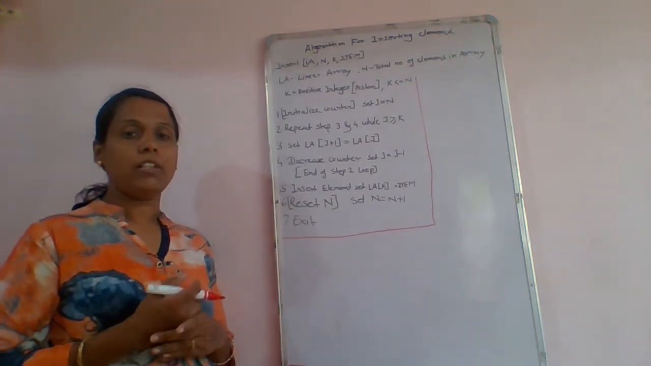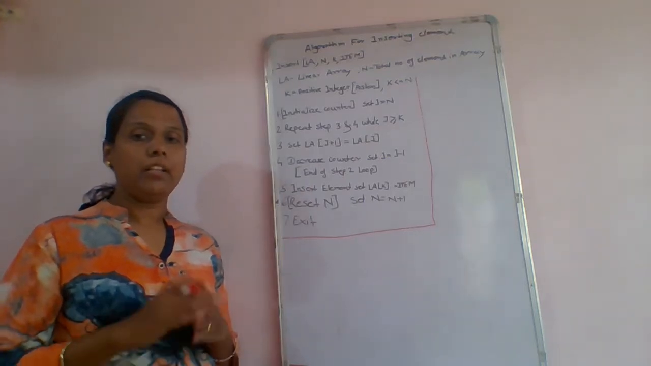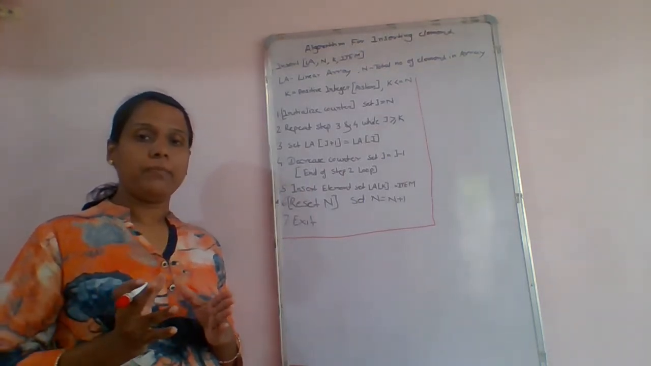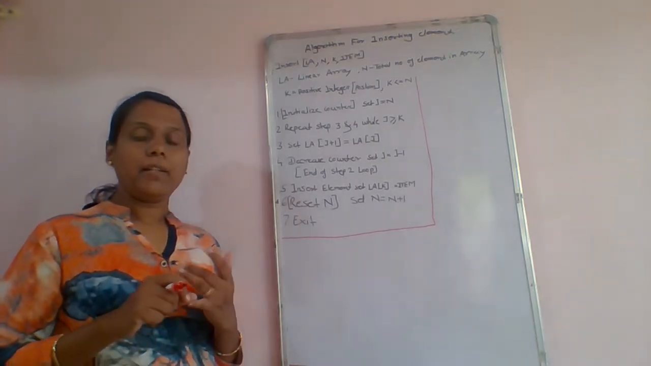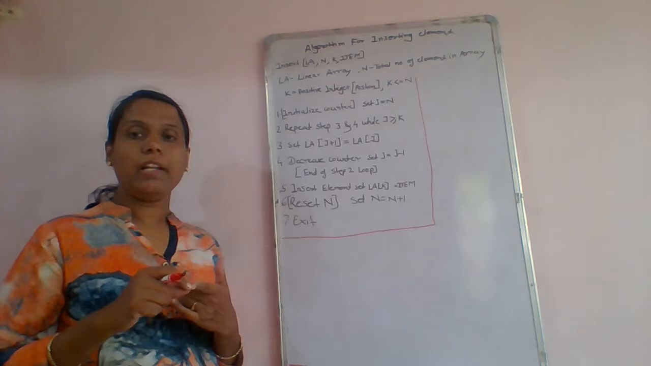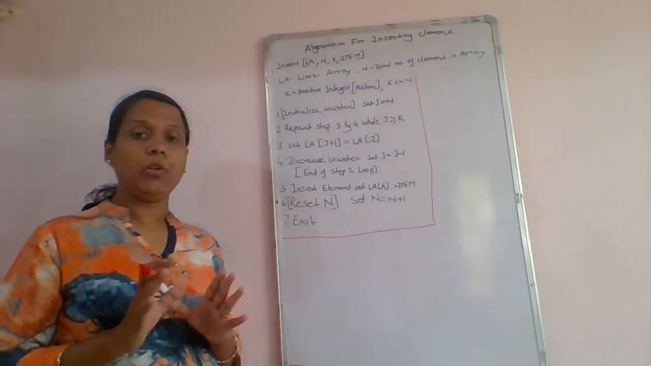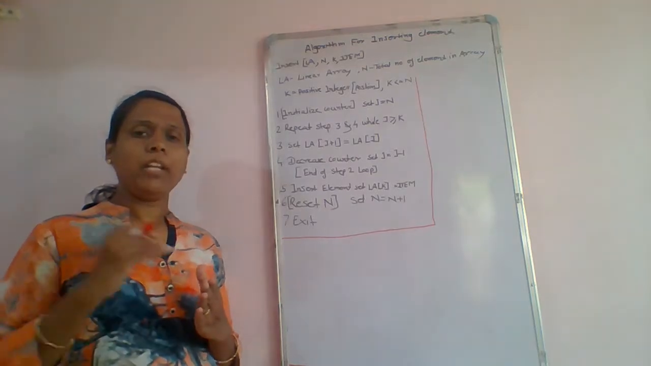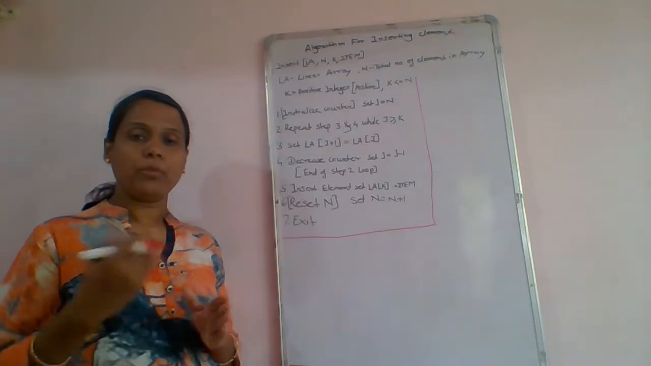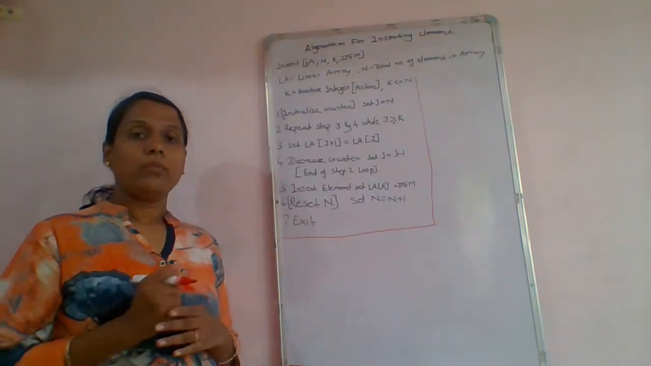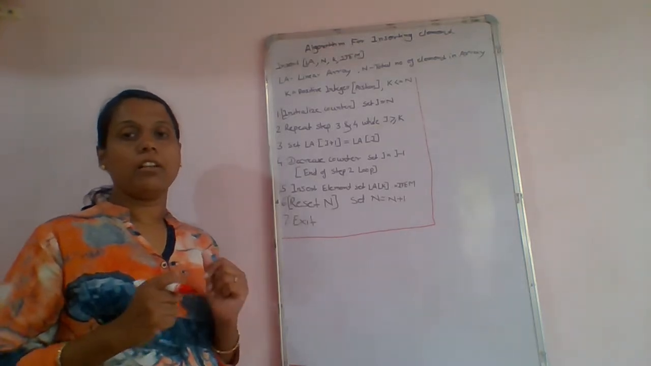Now we'll see the insert algorithm in an array. There are different algorithms for inserting an element in an array. We can insert the element at the beginning of the array, at the end of the array, and in the middle of the array. When we are inserting at the beginning and at the end, it is very simple to insert the element. When we want to insert the element in the middle of the array, that time we see how the algorithm works.